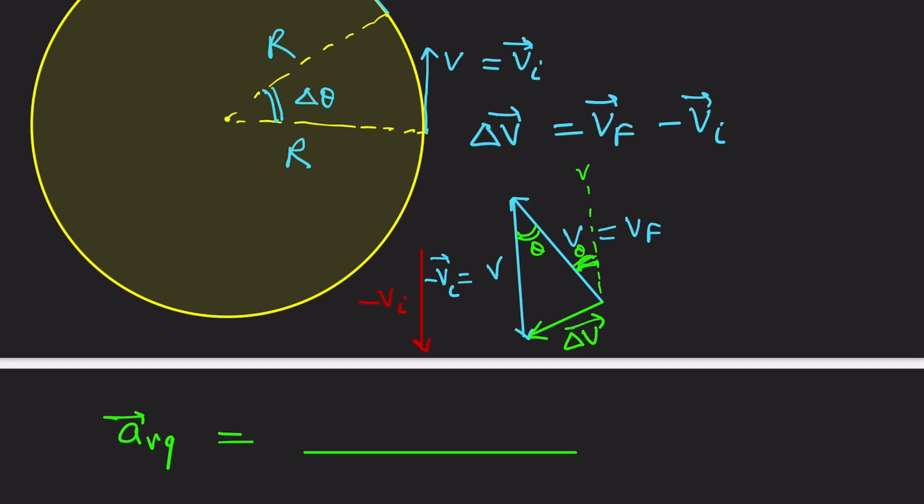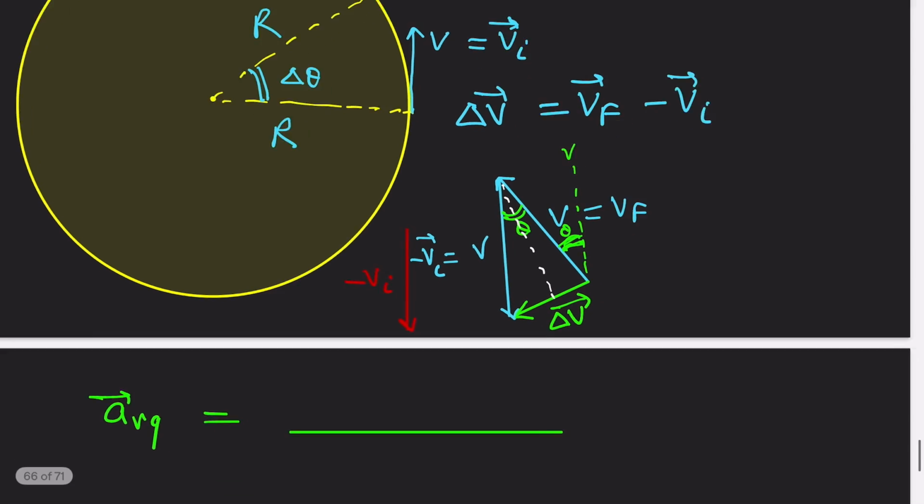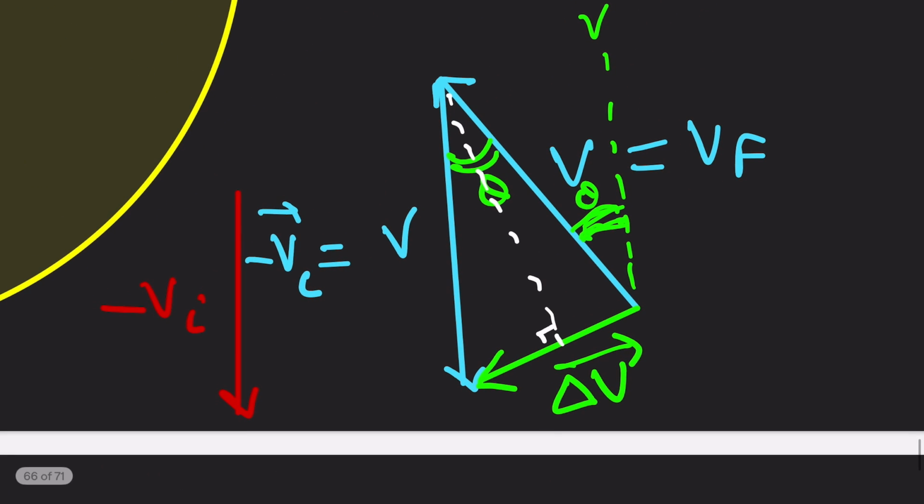Now let me drop a perpendicular here. Let me zoom this. The magnitude of this one is v, and this one is also v. We can find out this will be theta by 2, and this will also be theta by 2. This is delta theta, this is also delta theta. Now this will be delta theta by 2, and this will also be delta theta by 2.